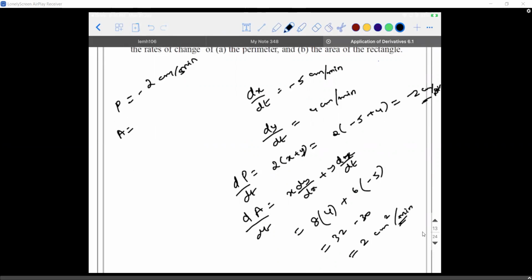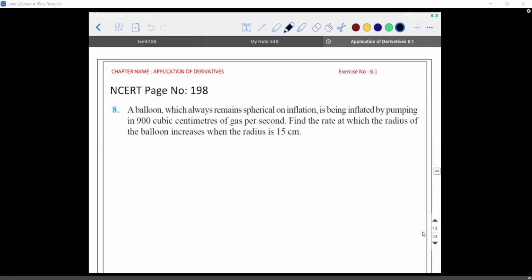Right. So the rate at which the perimeter is changing is minus 2 centimeter per minute, and the rate at which the area is changing is 2 centimeters square per minute. Right. Next. Try this.